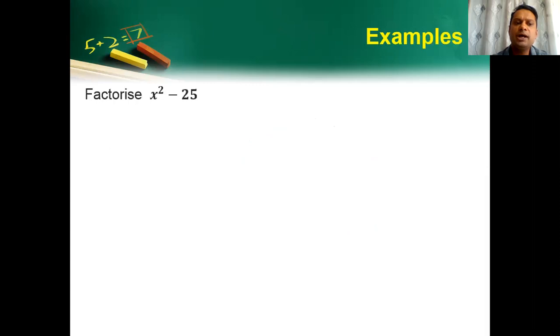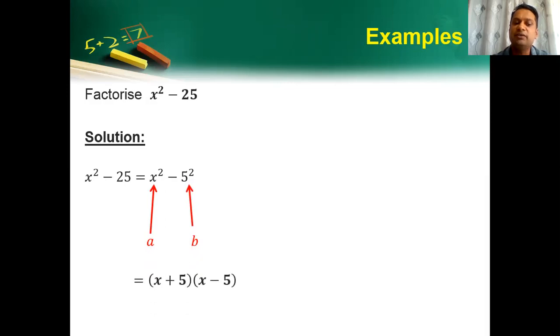Examples. Factorize x squared minus 25. 25 can be expressed in index form. 25 can be written as 5 squared. Therefore, x squared minus 25 is equal to x squared minus 5 squared. It is in the form of a squared minus b squared. Factorize, put in brackets, you're going to replace a by x and b by 5. So the answer is (x plus 5) times (x minus 5). Or you can write (x minus 5) times (x plus 5). Do not forget that multiplication is commutative.